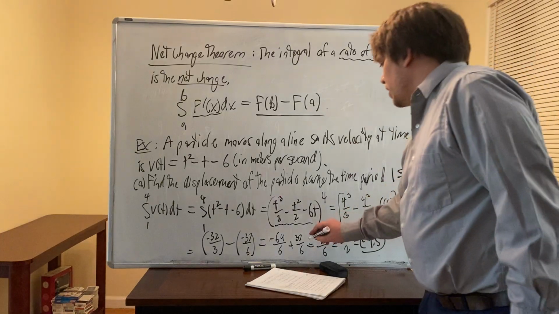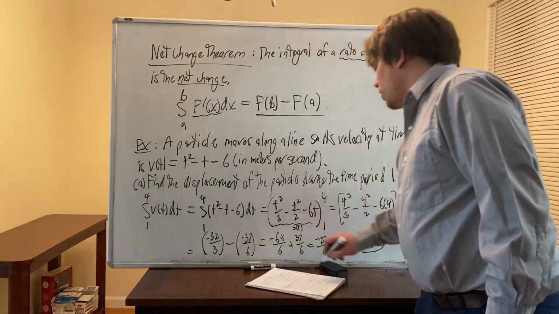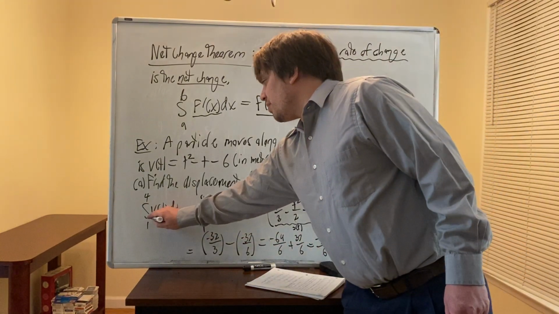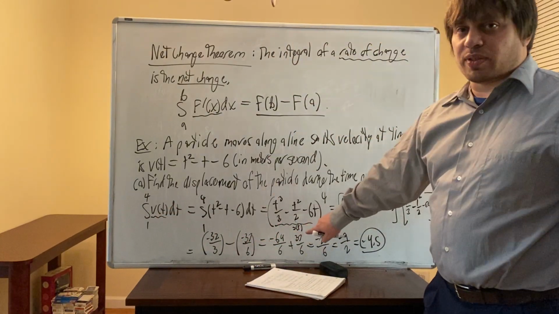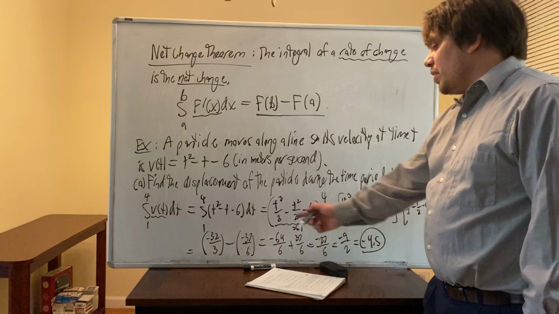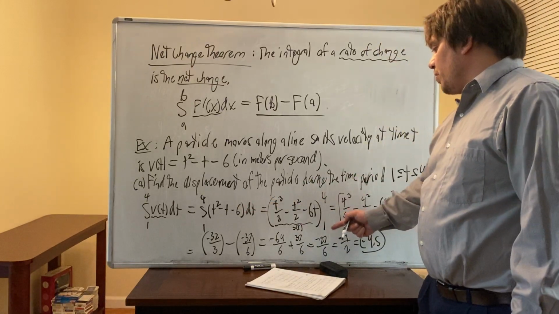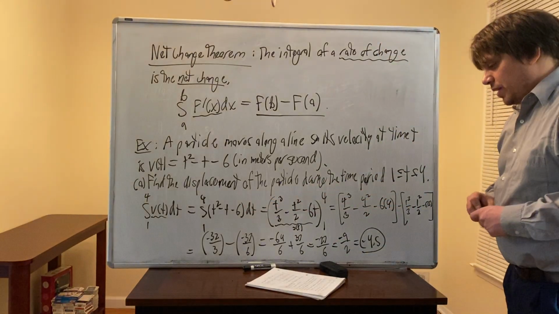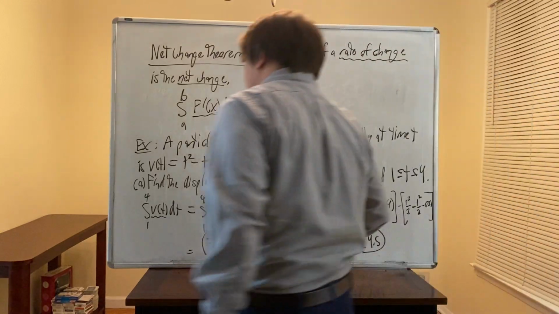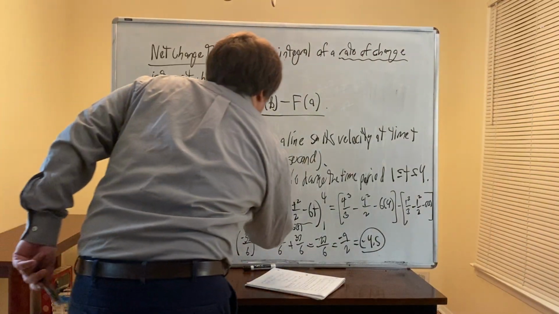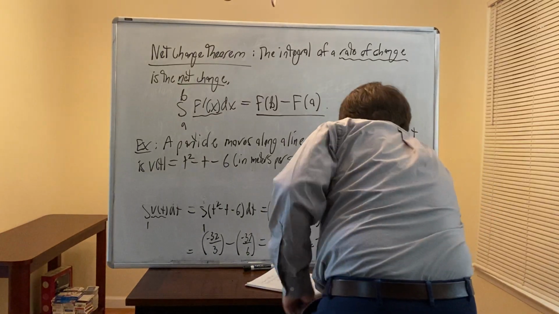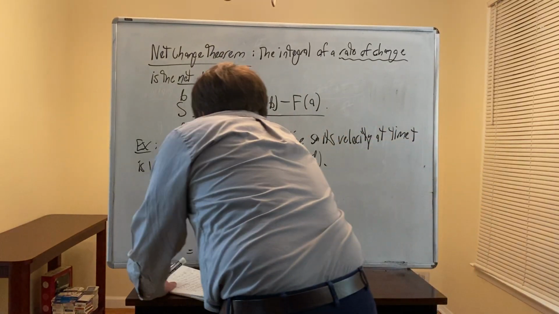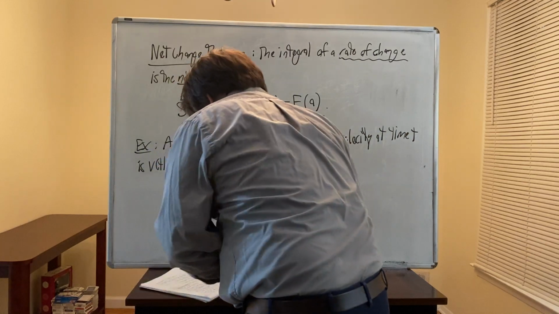You could say that function is s of t, the displacement function, because it's an antiderivative of the velocity. V of t is the velocity function, and an antiderivative of v of t is the displacement function, s of t. And so you could say this is equal to s of 4 minus s of 1. It's the same as that. Okay, let's go to B.